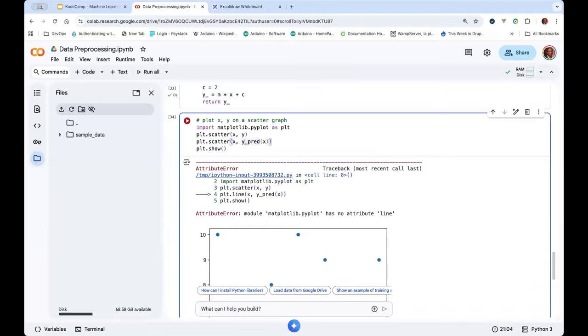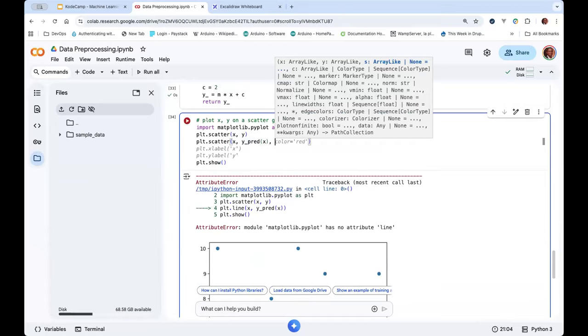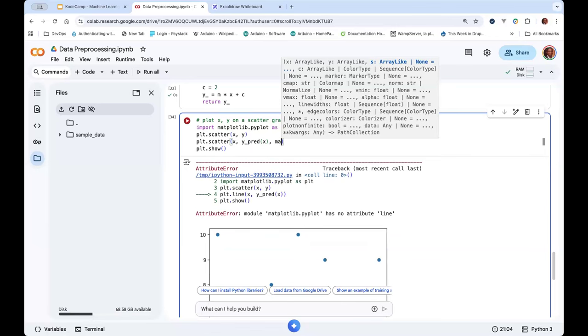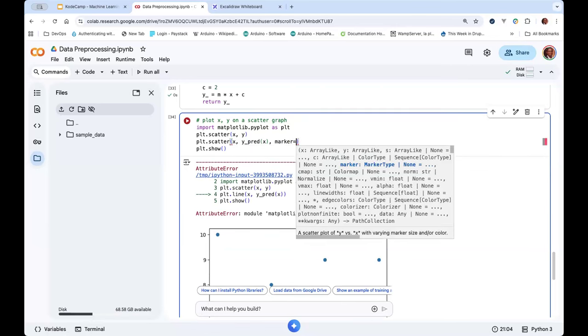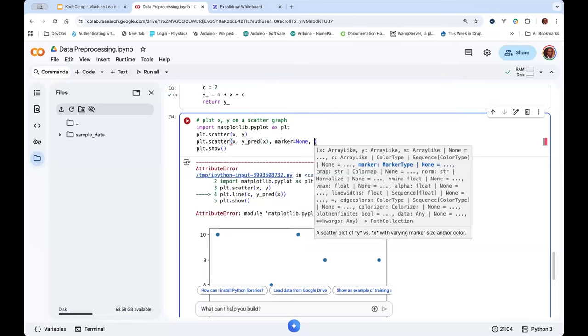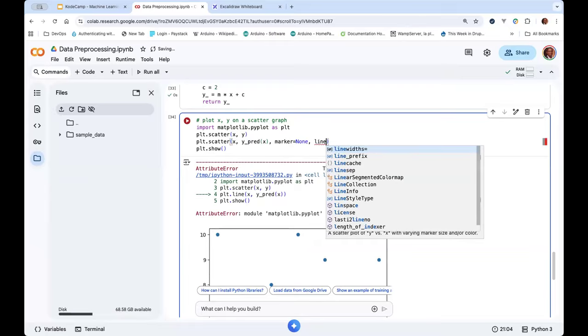So I need to add stuff to this, right? Marker is none. You have line style.